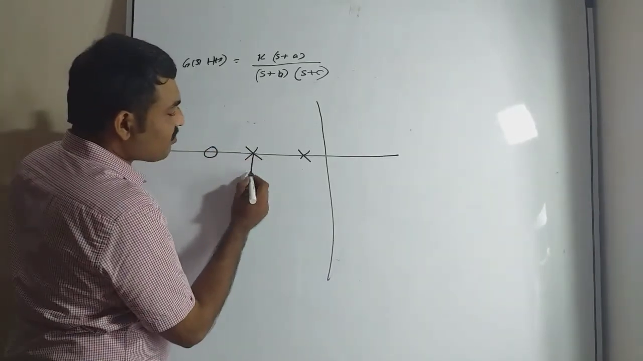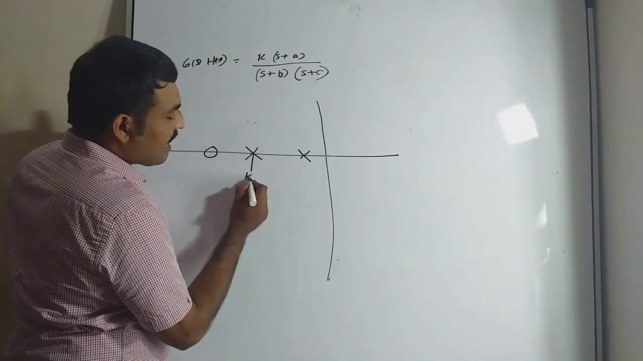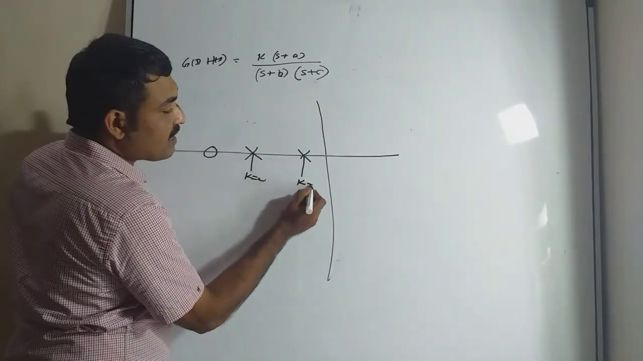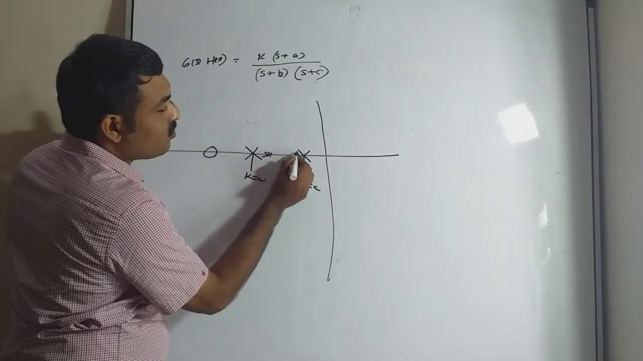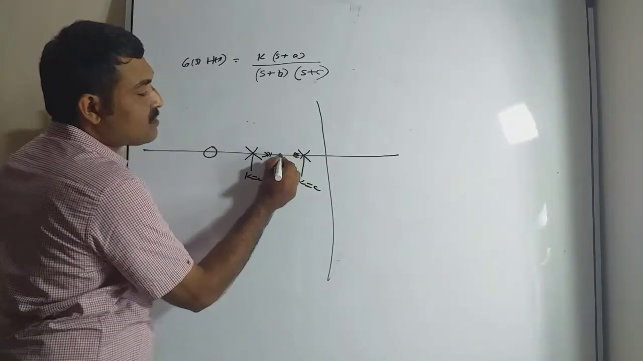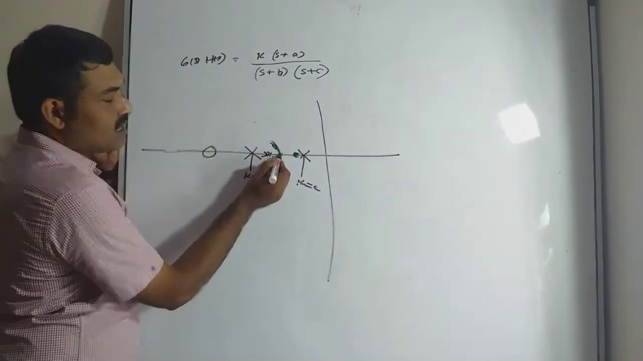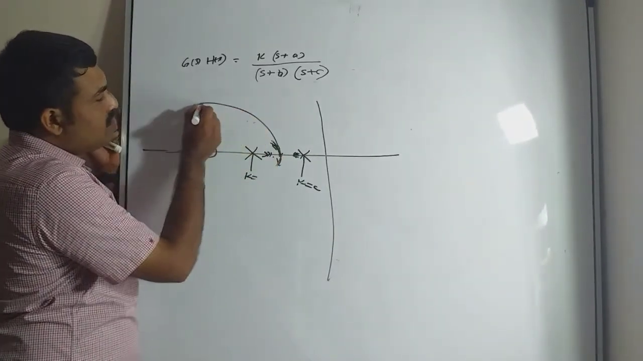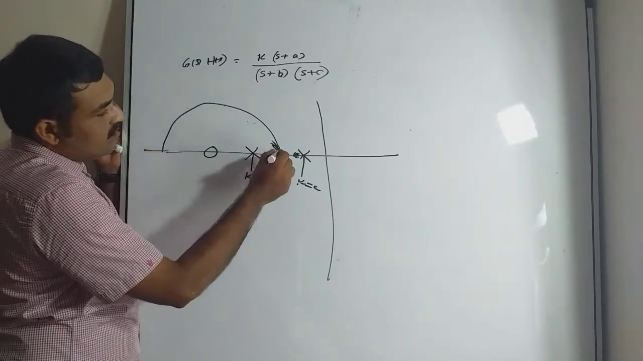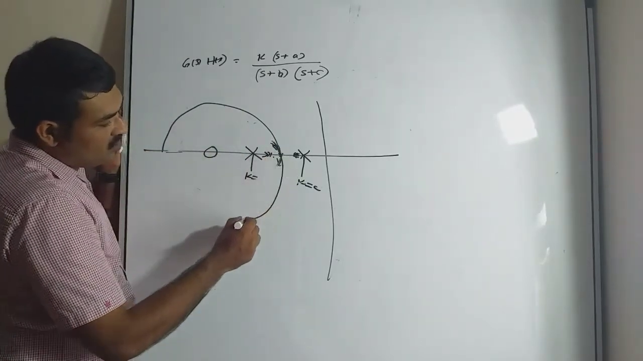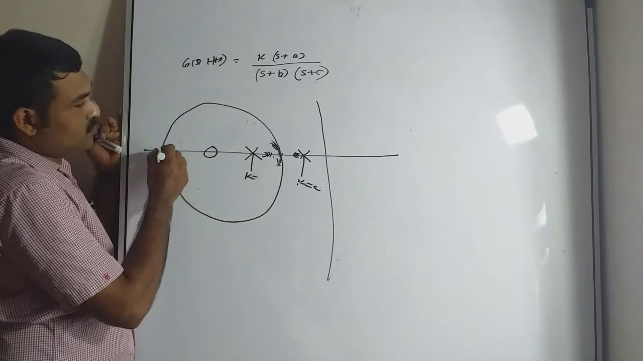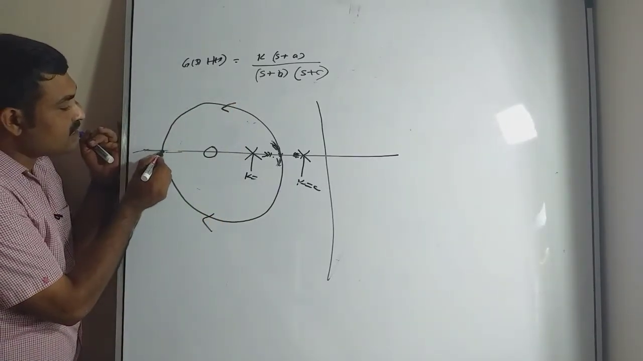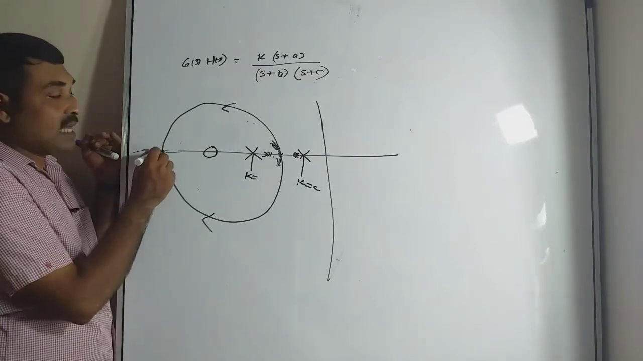One branch starts from this pole with k equal to 0. The other branch starts from this pole with k equal to 0. Then this will move and this will also move and meet at this point. This will always trace a circle. This will move along a circular path and reach here, and this branch also will move along the circular path and reach this point. So again this will meet here. This is again a breakaway point.